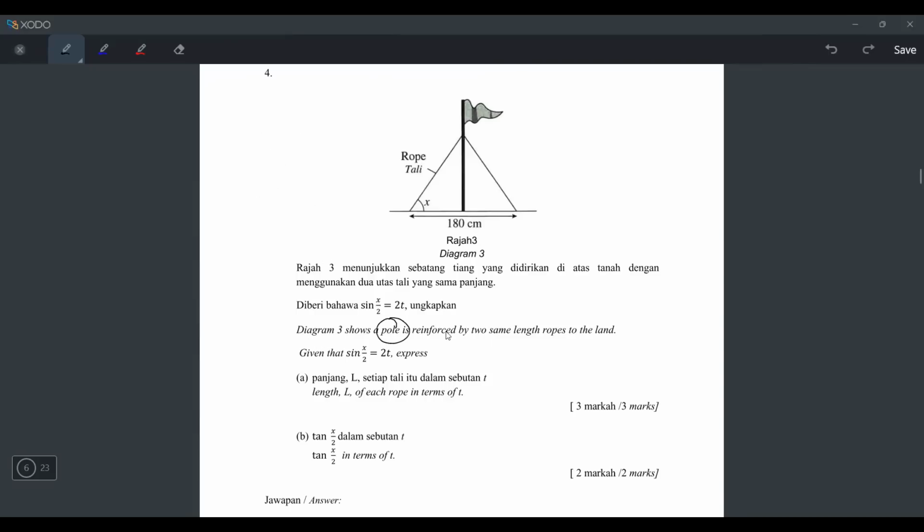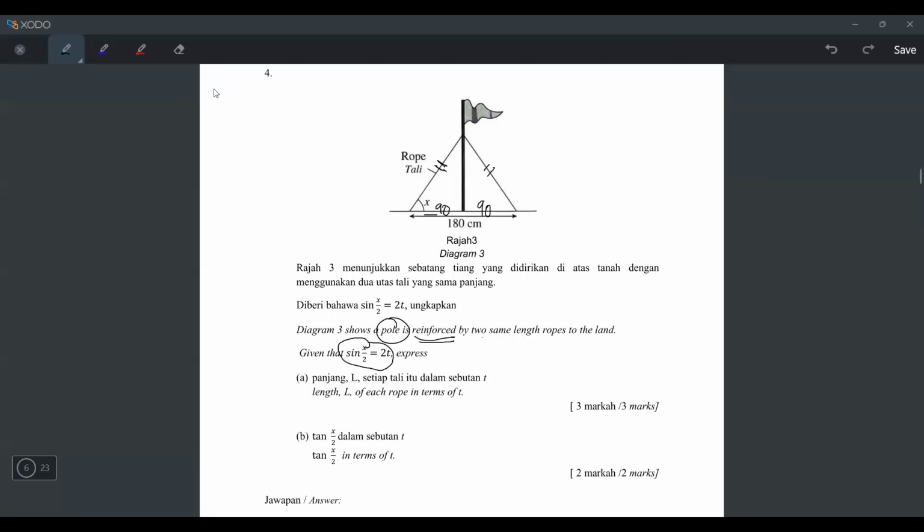Diagram 3 shows a pole reinforced by 2 same length ropes to the land. So this is a pole, but to make the pole stable, there are 2 ropes to reinforce. So we have 2 ropes of the same length. So definitely this rope and this rope are the same length. If they are the same length, I think we can all assume 180 divided by 2 will be 90 here, because since this is the same length, this and this will be the same length also, and they share the same height. Now they say given that sine x over 2 equals 2t.